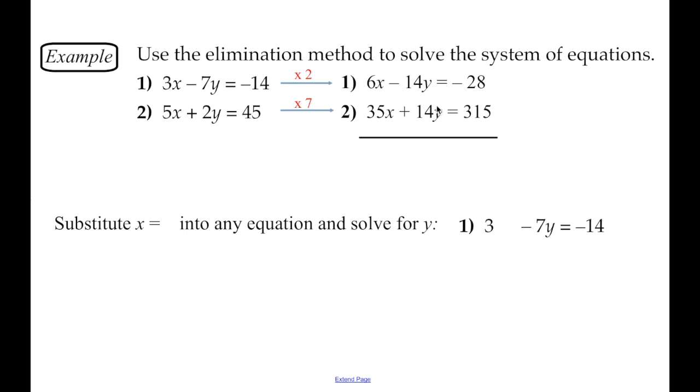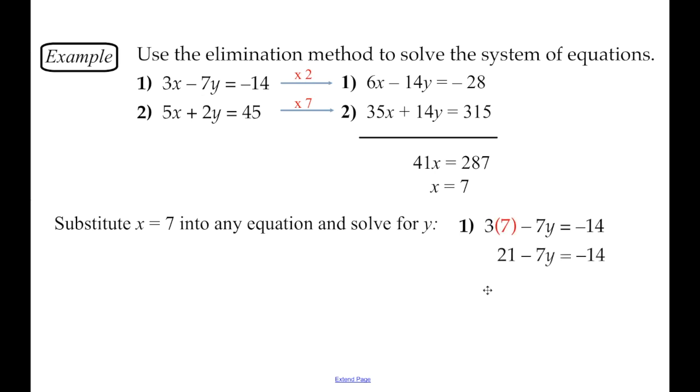And now when I add my two equations together, that y term will drop out, so I'll only have one variable. So adding those together, here's what I get. And dividing by 41, I get x equals 7. So now we want to substitute x equals 7 into any of my above equations. Usually the smaller numbers are easier to work with. So I'm substituting it into equation 1. So instead of x in equation 1 right here, I'm going to put that +7.